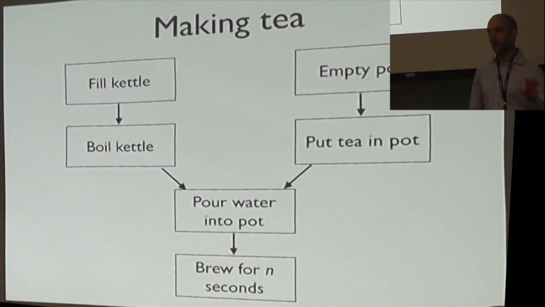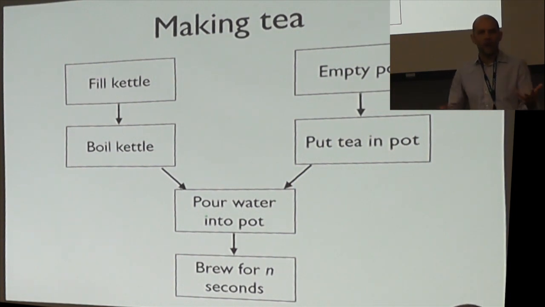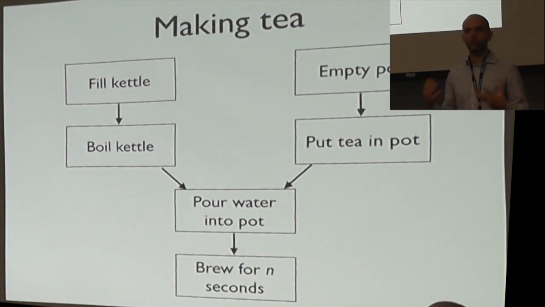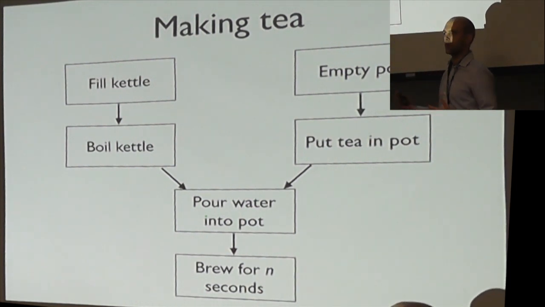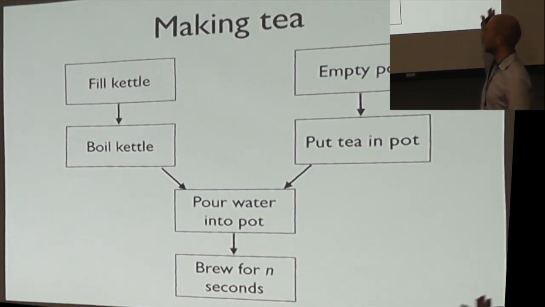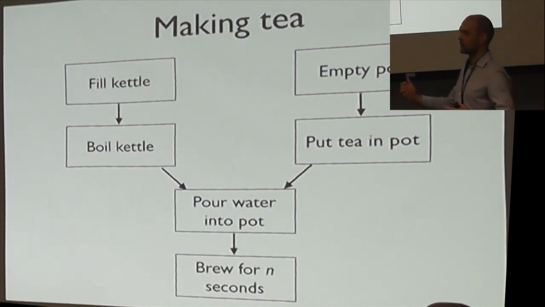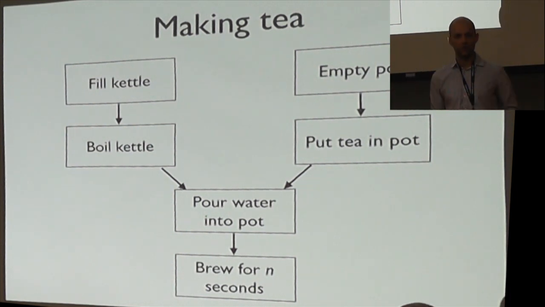So what we have here is a series of steps, or tasks. And this is kind of the commonality. Every build system is actually pretty much like this. A set of steps, some depend on others, some don't. And what you end up with is a directed acyclic graph of tasks.